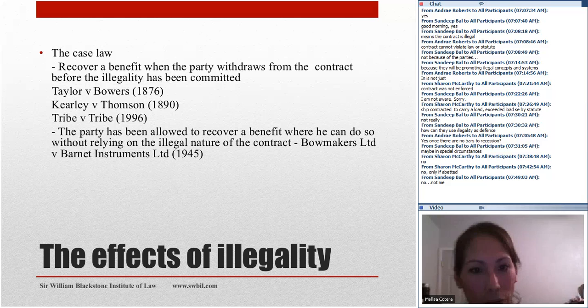The contract in this case was illegal because it didn't comply with the requirements stated in a statute, but the claimant could recover the machine because he had title over it. He was the owner. It was based on the ownership of the machine.